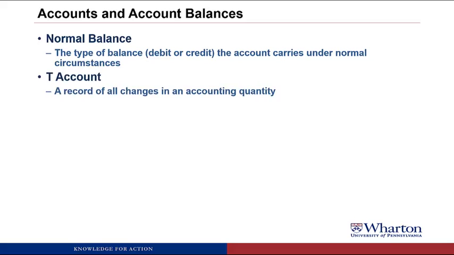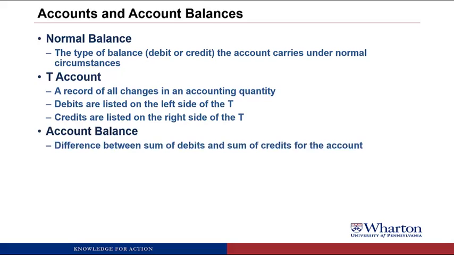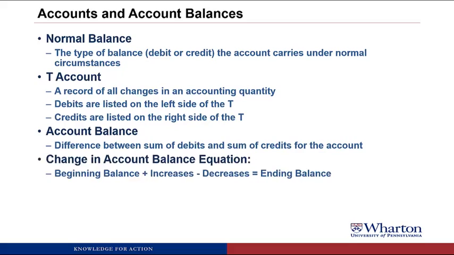We're going to represent accounts in something called a T account, which is going to show all of the changes in the account value. We're going to put debits on the left side of the T and credits on the right side of the T. And we're going to do that because debit means left and credit means right. The difference between the sum of the debits and the sum of the credits at any point in time will give us a balance for the account. And then the change in account balance equation is the one we saw before. Beginning balance in account plus increases minus decreases has to equal the ending balance, where we're going to use debits and credits to stand in for the increases and decreases.